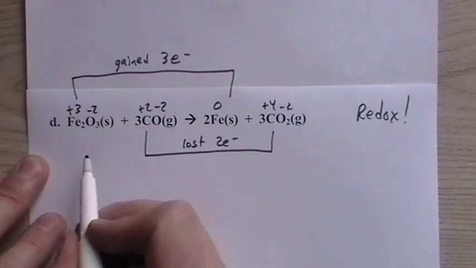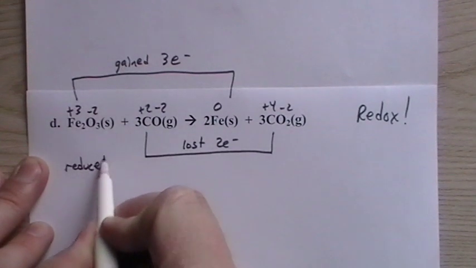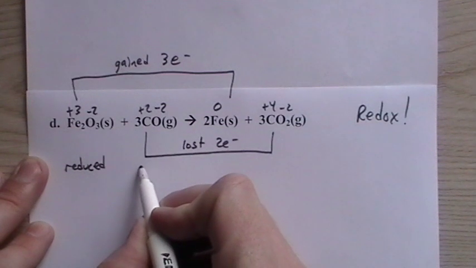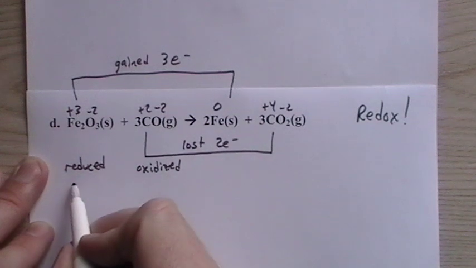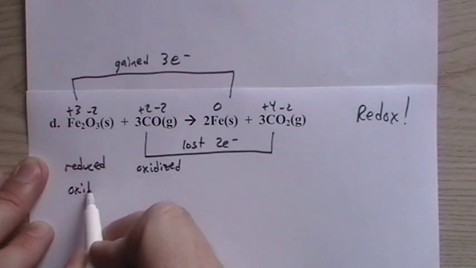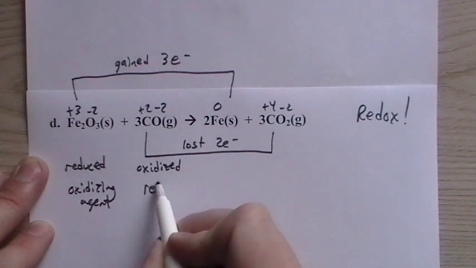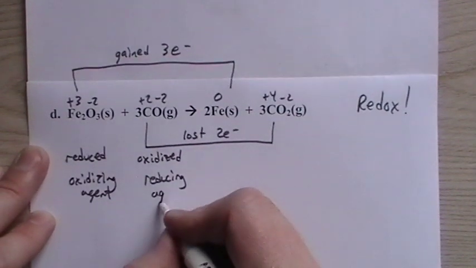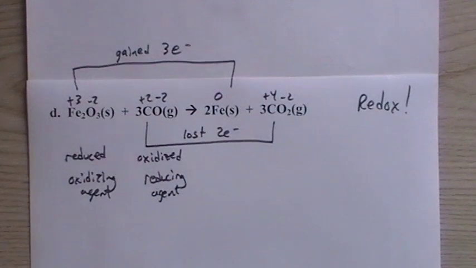And then from there, since we know the iron gained 3 electrons, this was reduced. So it was the iron 3 oxide that was reduced. The carbon monoxide was oxidized. And so this is the oxidizing agent, and this is the reducing agent. Making sure I'm getting pretty good at keeping this on the page. And that's everything. All right.